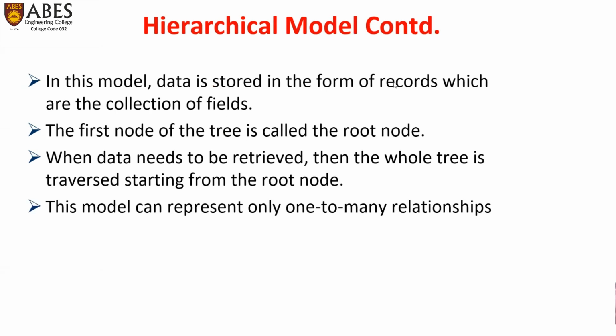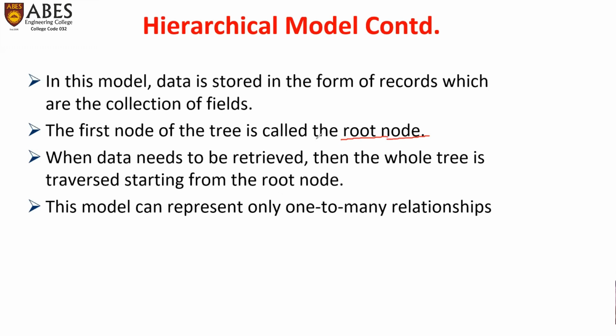In the hierarchical model, data is stored in the form of records, which are a collection of fields. Means there is a record and each record has fields. With the help of fields, you can describe a single record. The first node of the tree is called the root node, as I told earlier. In the previous example, the college is the root node. When data needs to be retrieved, then the whole tree is traversed starting from the root node.